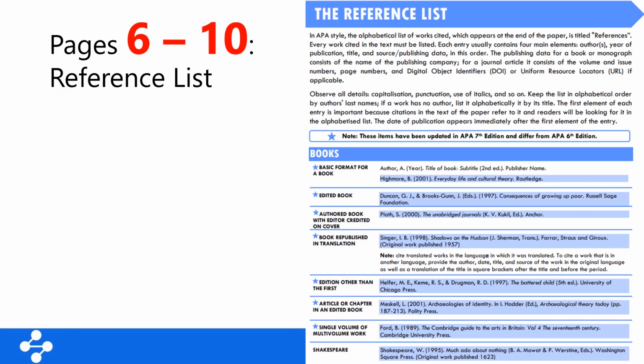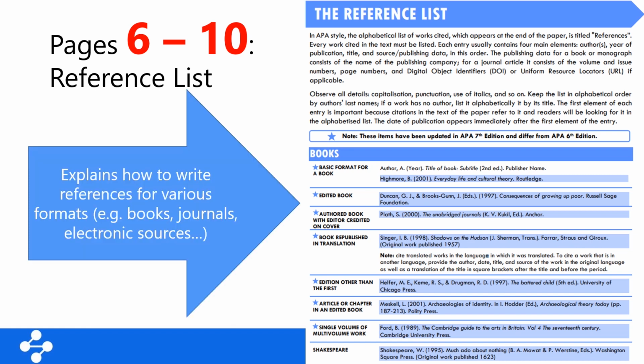Pages 6 to 10 discuss the reference list. Documents which are mentioned in this section include often used resources in Flinders University, such as books, journals, and periodicals, and electronic sources. If you are new to referencing, check out the basic form for a book first to have an understanding of the typical format or convention of an APA reference item.